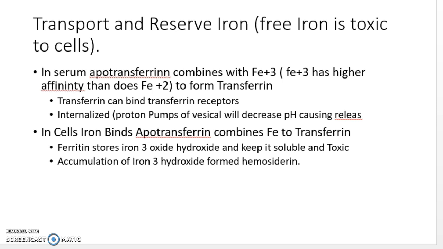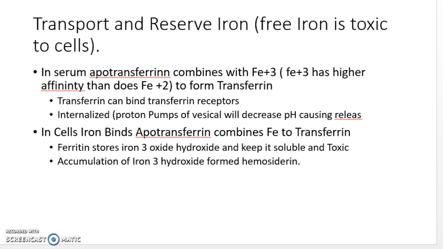One of the main ways iron does it is that iron 3+ has a higher affinity than 2+, and this causes it to bind with the transferrin molecule. In the serum, apotransferrin can bind to Fe3+ and be converted into transferrin. Once it converts to transferrin, it can then bind to receptors in the cell and be internalized.